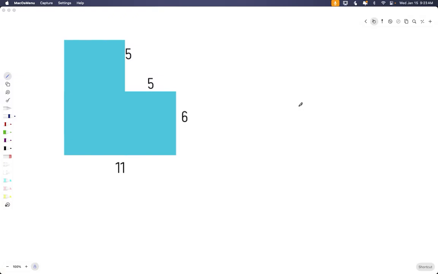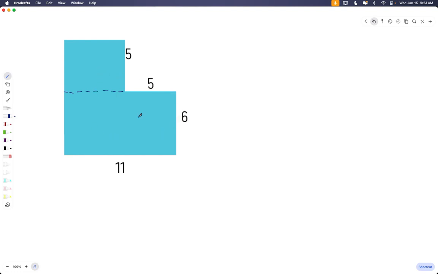So in finding the area of a composite figure, that just means it's not a single polygon, right? There's two ways that you can do something that does not have a curve. It does not have a circle in it. And the one way is to break it into different shapes so that you can find the two areas that you can calculate and add them together.